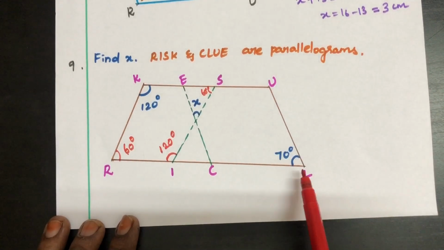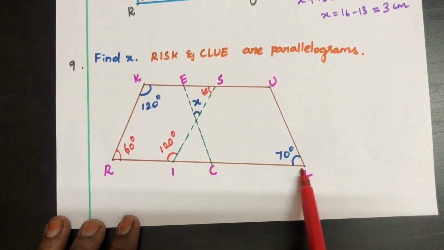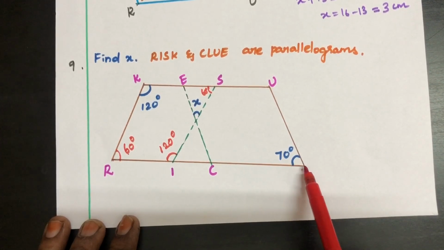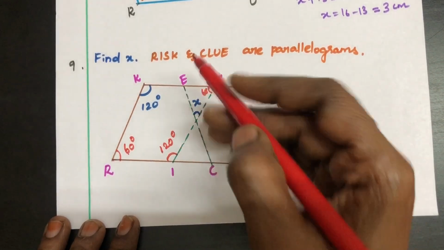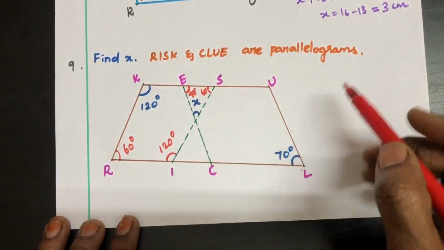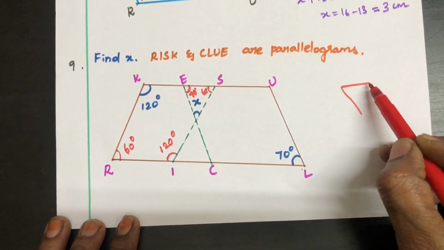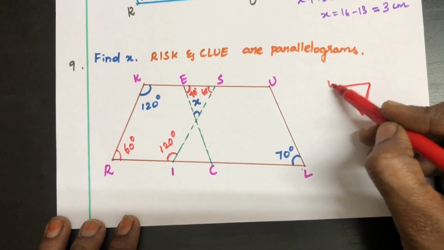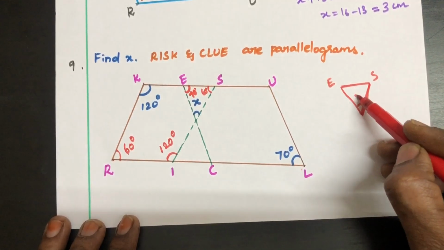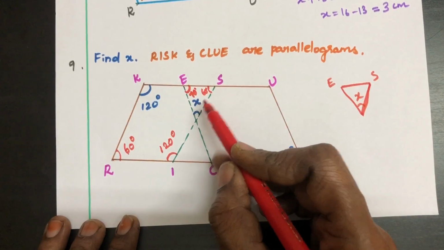Now, let's do this. Clue, C-L-U-E. Here it is 70 degree. So, its opposite angle must be equal, right? This is also 70 degree. Now, consider this part alone. This is a triangle E, S, this is X. We are going to find this X.